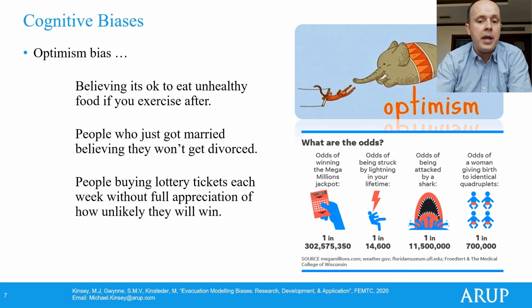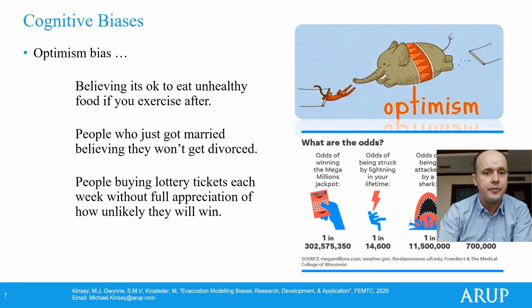And then the last one, people buying a lottery ticket each week without full appreciation of how unlikely they will be to win. And we've got some relative statistics here, whereby the odds of winning the Mega Millions lottery in the US is about 1 in 300 million, but then the odds of getting struck by lightning in your lifetime is about 1 in 15,000. So you see a lot of optimism bias associated with a lack of appreciation of the likelihood of something, and hope, because you want a given outcome, you're more likely to think it will occur.